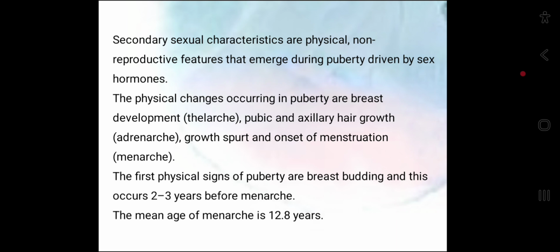The physical changes that occur in puberty are breast development, called thelarche, pubic and axillary hair growth, called adrenarche, growth spurt, and onset of menstruation, which is the last to occur, called menarche. The first physical sign of puberty is thelarche. It usually occurs 2 to 3 years before menarche. The mean age of menarche is 12.8 years. So the first sign is thelarche and the last sign is menarche.